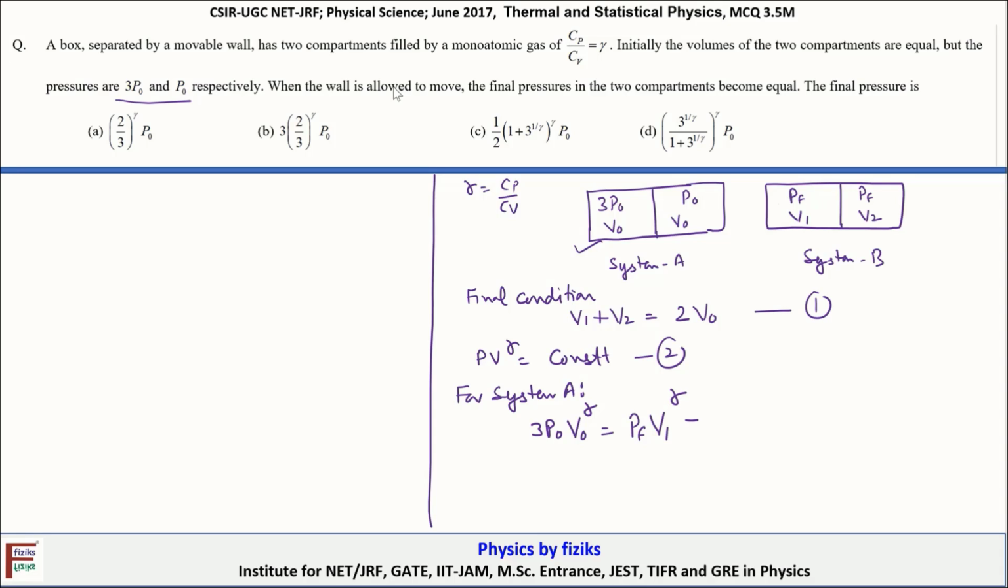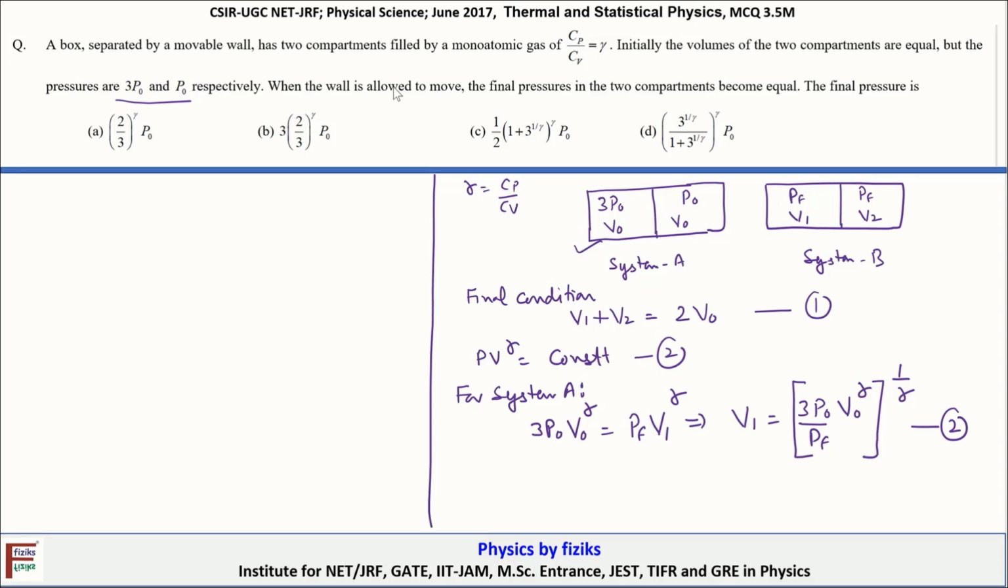Okay, so from here we can find V1 in terms of the given parameters, simply by rearranging these equations. So V1 will be 3P0 divided by Pf, multiplied by V0 power gamma, and because we have V1 power gamma, if we remove the power from V1, it becomes 1 by gamma on the other side. Let's call this equation 2.